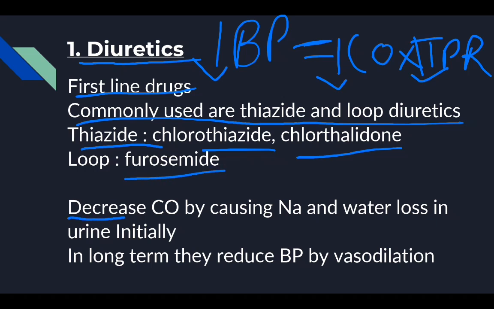And these drugs act by decreasing cardiac output. How do they decrease cardiac output? By causing sodium and water loss in the urine. And this effect is the initial effect. But in the long term, they reduce BP by causing vasodilation.